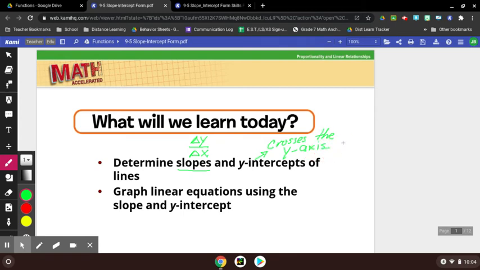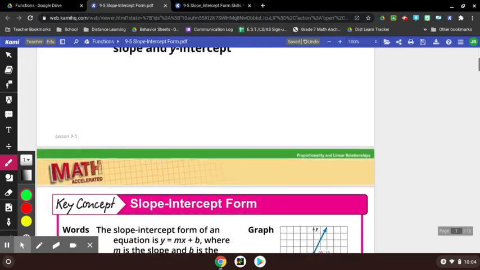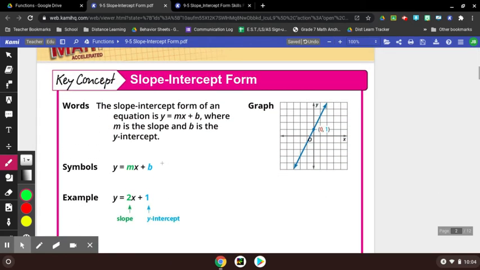Okay, so if we can determine what the slope is and what the y-intercept is, then it's going to make it a lot easier to graph because we'll be able to draw our dots and connect the points. At the same time, our second objective here is to be able to graph these linear equations using the slope and y-intercept, which I had just mentioned a little bit ago. So let's take a look at the key concept.